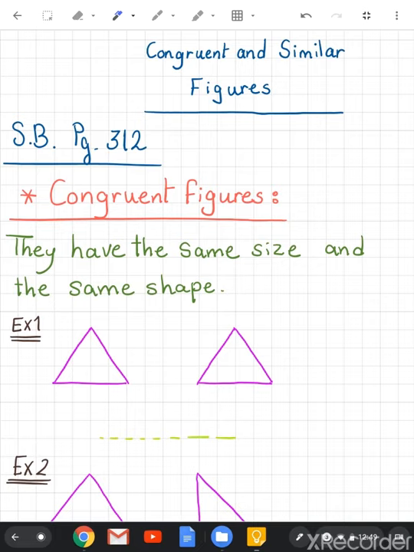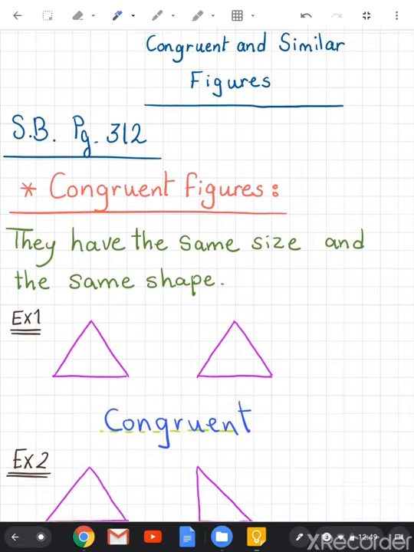First, what are congruent figures and what are similar figures? Congruent figures are figures that have the same size and the same shape. In example number 1, you can see two triangles. They are the same in shape and the same in size, so we call them congruent triangles.